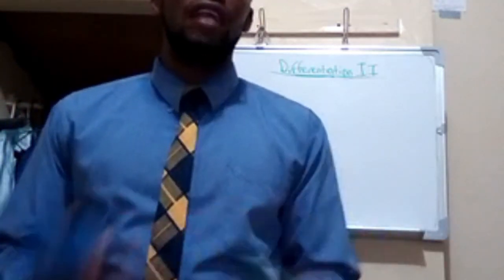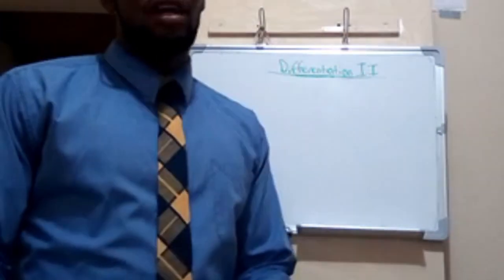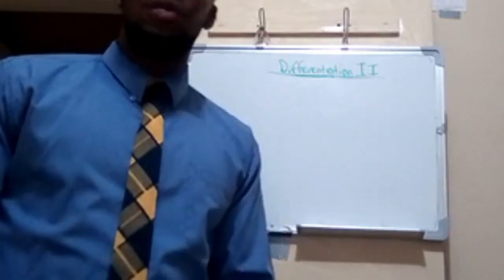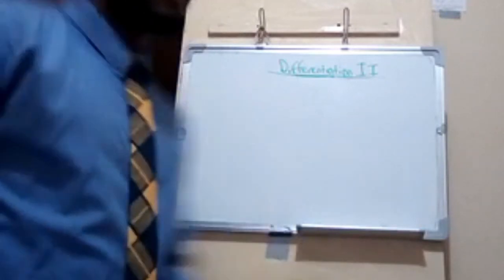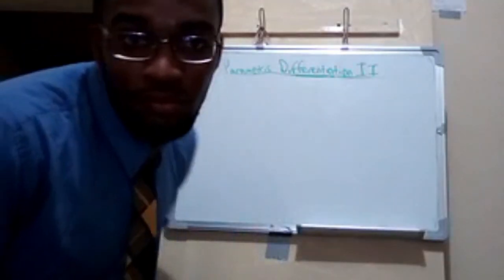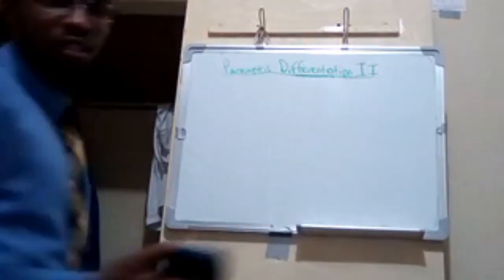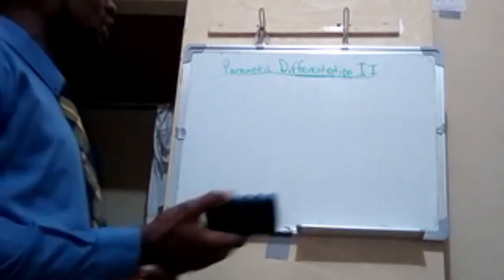And so in order to find dy by dx, we're going to have to connect them with the connector, which is the third parameter, which is the parameter t. So let's write that down. It sounds complex, but it's easy. So let's write that down. So this is parametric differentiation.